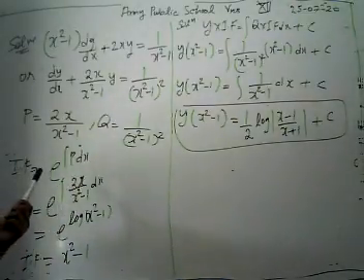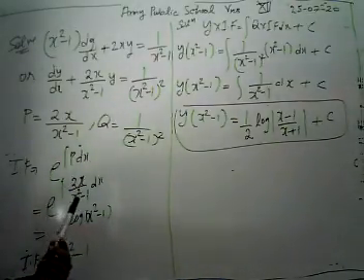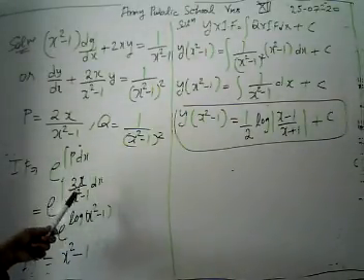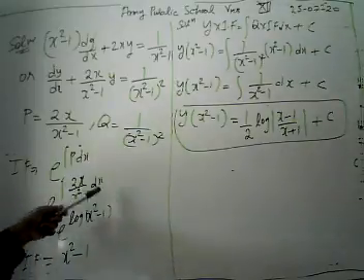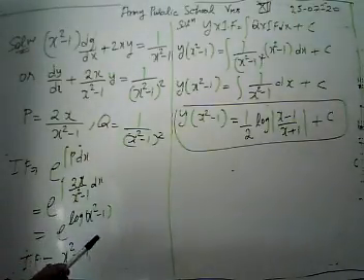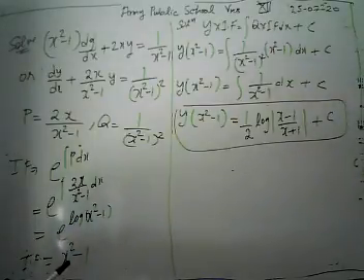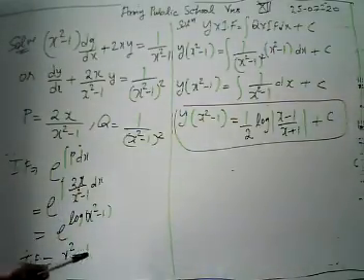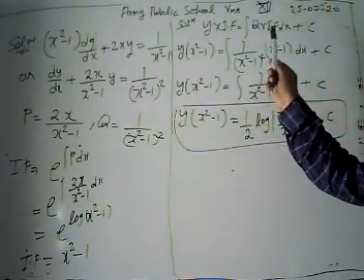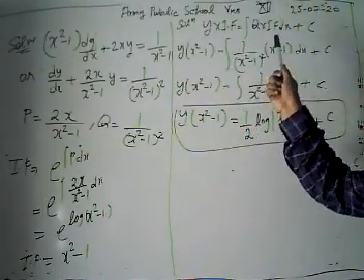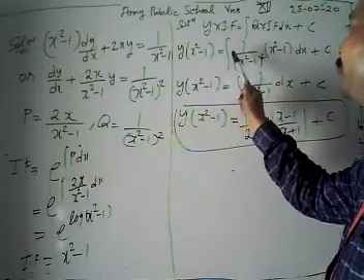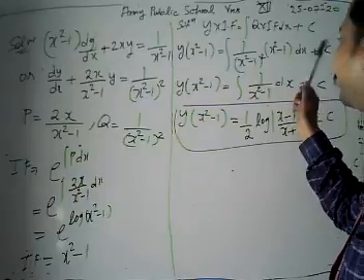Then we find the integrating factor by e to the power integration of p dx. That is e to the power integration of 2x upon x square minus 1 dx. Its integration is log of (x square minus 1), so it is e to the power log of (x square minus 1), which gives just x square minus 1. So our integrating factor is x square minus 1. Then the solution is y into IF equals integration of q into IF dx plus c. We put in the values: y into (x square minus 1) equals integration of 1 upon (x square minus 1) whole square into (x square minus 1) dx plus c.